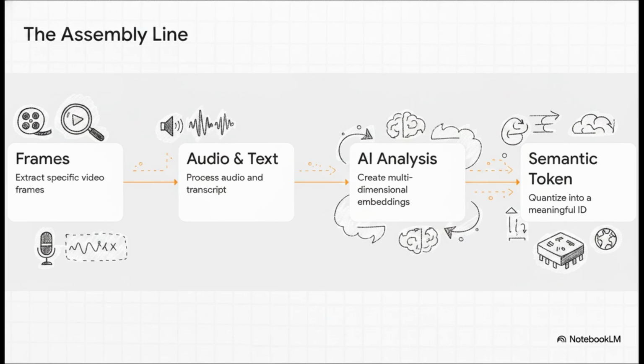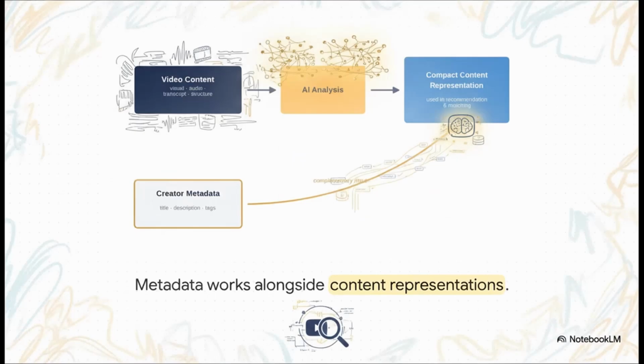Then, using a quantization model, a sort of translator called RQ-VAE, it takes all of that rich multidimensional stuff and compresses it into an organized YouTube language. It turns your entire video into one concise, semantic token. And this new framework from Google's research brilliantly illustrates exactly what that means for us.